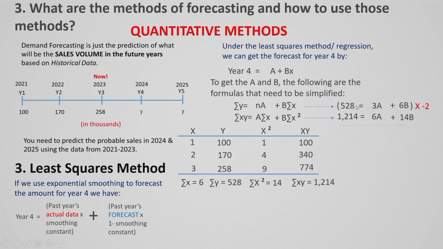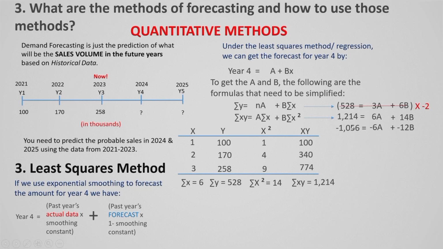Therefore, we can cross them out, and we can make a new equation. So, negative 2 times 528, we have negative 1056. And then, equals 3a times negative 2, and we have negative 6a. And then, we have 6b times negative 2, and we will have negative 12b. Okay?